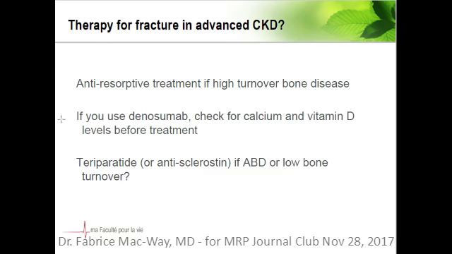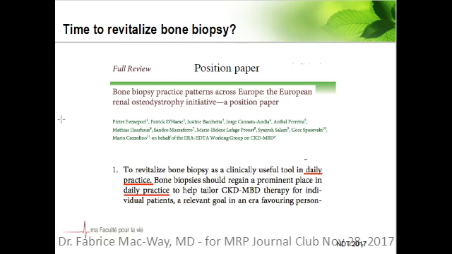Is it time to utilize bone biopsy? This is a paper from the European CKD-MBD working group. It was released a little bit earlier in NDT, I think in June. One of the things they want to do is revitalize bone biopsy as a clinically useful tool in daily practice. We're far from there. Bone biopsy should regain a prominent place in daily practice to help tailor CKD-MBD therapy in patients.